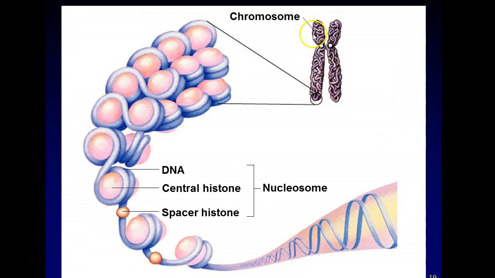Here's our chromosome. We all know what a chromosome looks like. If we take a closer look, we see that these pink balls are the histones, these proteins that allow the DNA to wrap around these little packaging balls to give it more room. So the blue is the DNA, the pink is our histones, we have spacer histones, the whole thing is called a nucleosome.